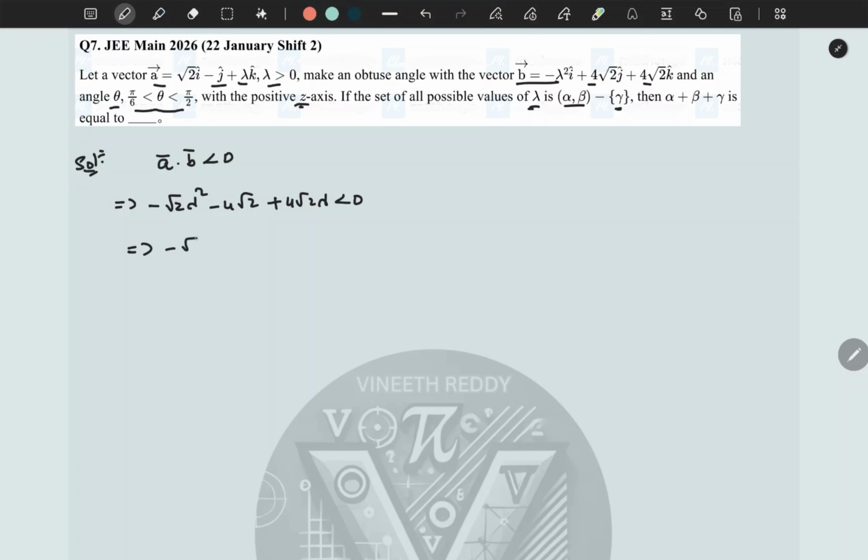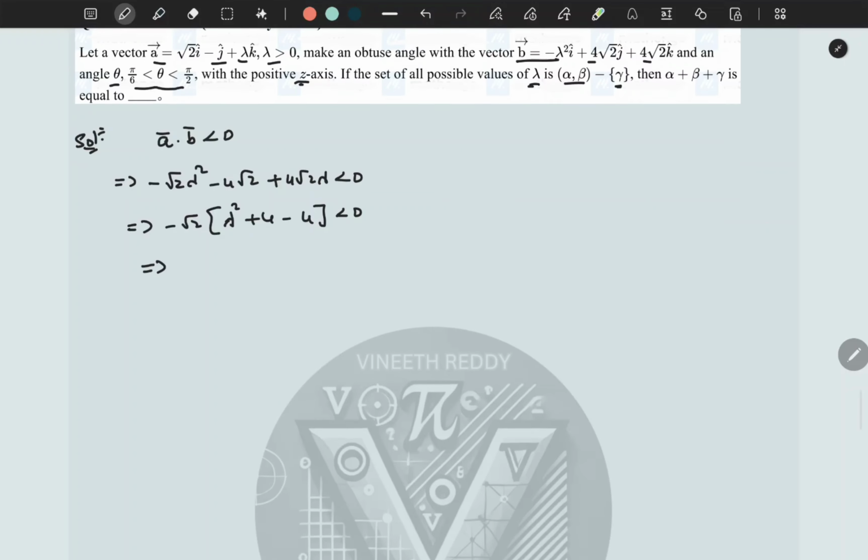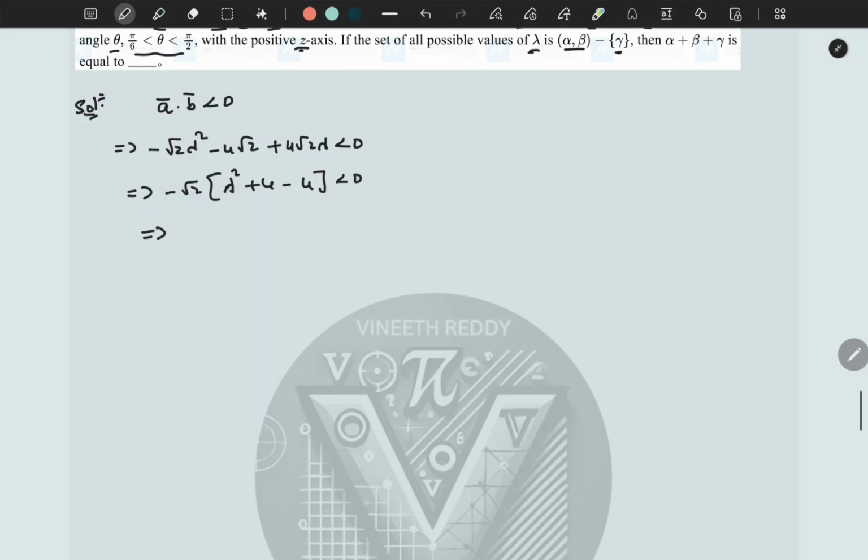So I think I can take minus root 2 common. I get lambda square plus 4 minus 4 lambda is less than 0. If I divide by minus root 2 on both sides, the inequality reverses, and we get lambda square minus 4 lambda plus 4 should be greater than 0. I hope you understood this. The inequality reverses because we divided by a negative number.